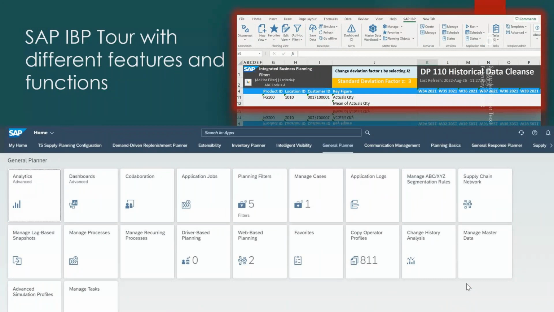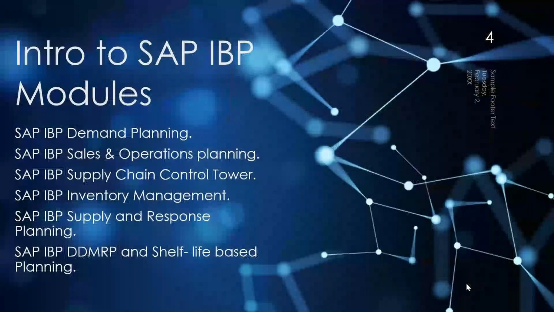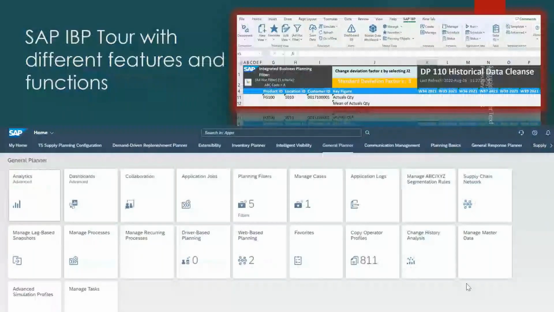SAP IBP, if you observe on the screen, we will also realize in the system, people. It has different modules like SAP IBP for demand planning, supply chain control tower, inventory, and also supply and response. There are different associated applications or features available which can be used by the planner. So how do we realize grouping? If a client has a situation of using more than one module, how is he going to realize that?